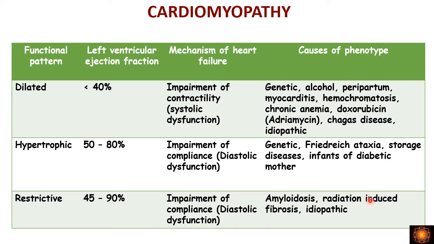We have a list of the causes. When we are dealing with each one, we will be seeing them, but we'll see the names of them. In dilated cardiomyopathy, we have genetic causes, alcoholism, peripartum, myocarditis, hemochromatosis, anemias, doxorubicin, Chagas disease, and the commonest one is idiopathic. Whereas in hypertrophic cardiomyopathy, the most common is genetic causes. Then we have Friedreich's ataxia, also storage diseases, and we also see it in infants of diabetic mothers. Whereas restrictive cardiomyopathy, we see in amyloidosis, storage disorders, radiation-induced fibrosis, and in idiopathic causes also.